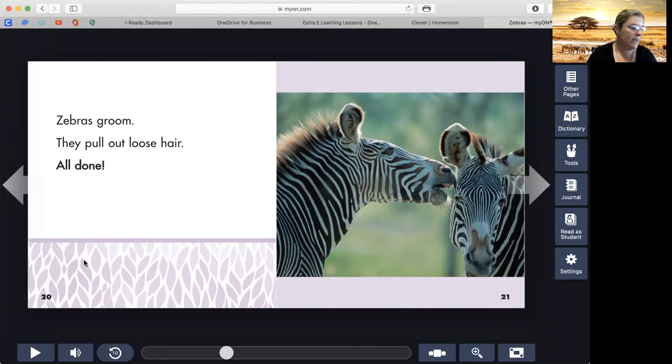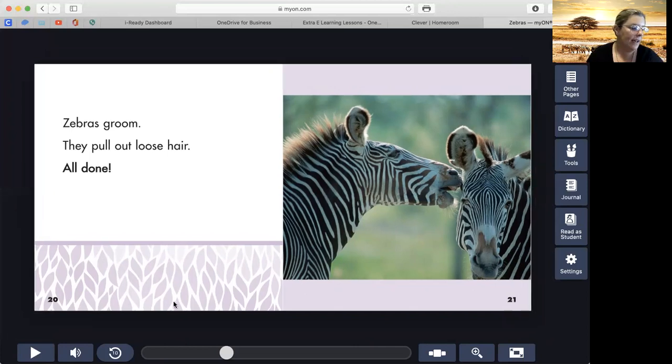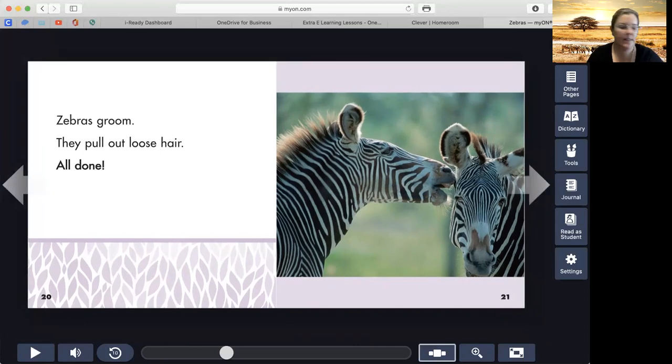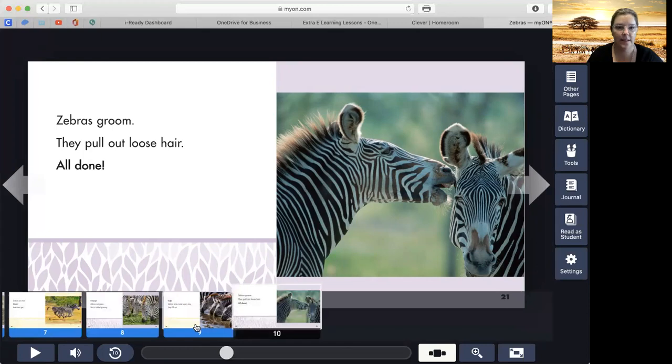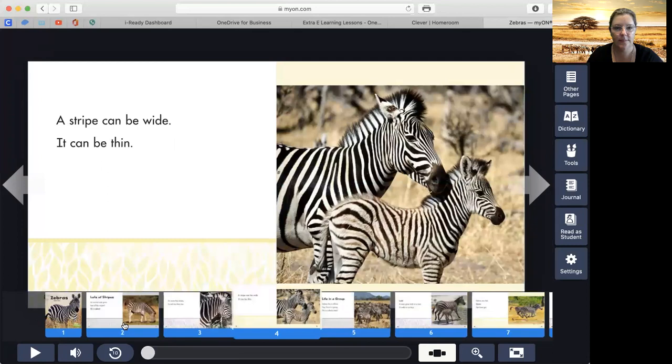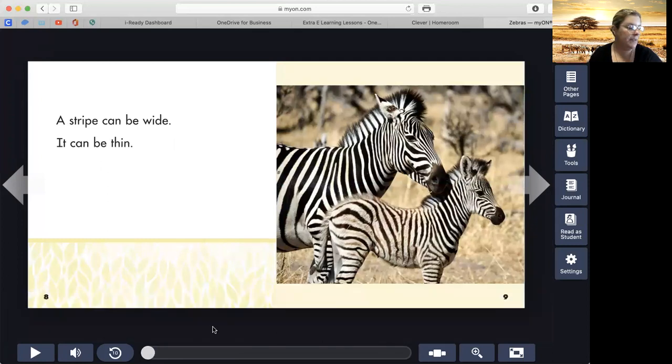All right, my friends, I'm going to go back and I want to find the answers to our questions, because one thing I was thinking is that they were going to tell us a little bit more specific. Let's see, is it this page? Yeah. So when I read this page, I wasn't really thinking in terms of the question, how can zebras' stripes appear, right? Or how they look. And so actually this was the answer to that question. And it is a zebra's stripes can be wide and they can also be thin, right?